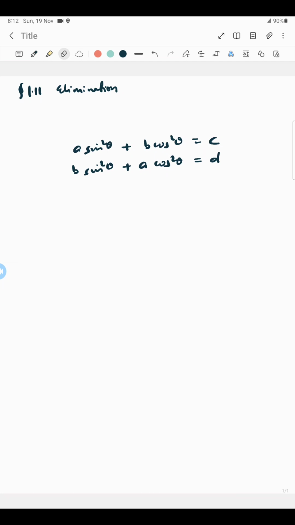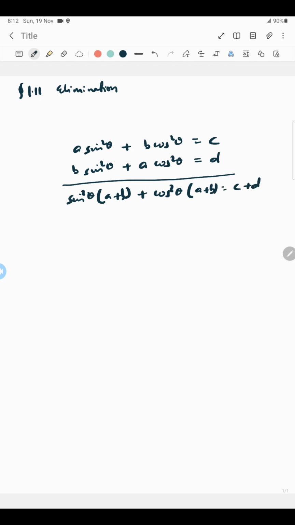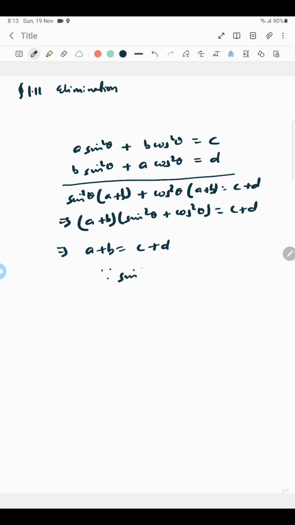So if we were to add these two equations, sine square theta a plus b, and we know sine square theta plus cos square theta is equal to 1 for all theta. This is the eliminant, since sine square theta plus cos square theta is equal to 1 for all theta.